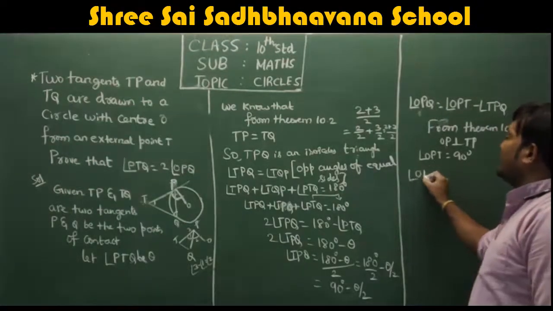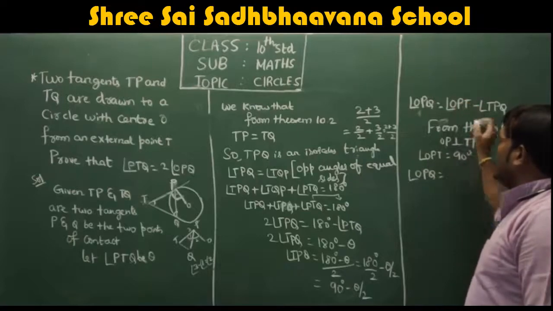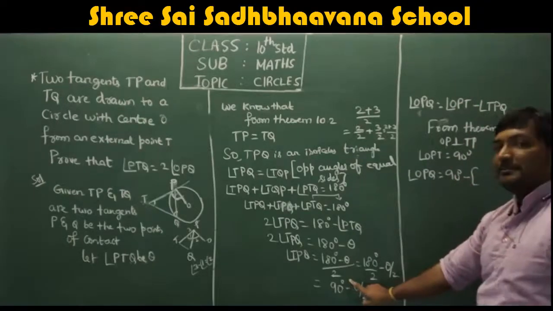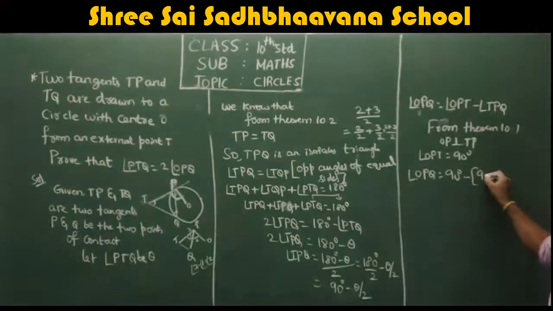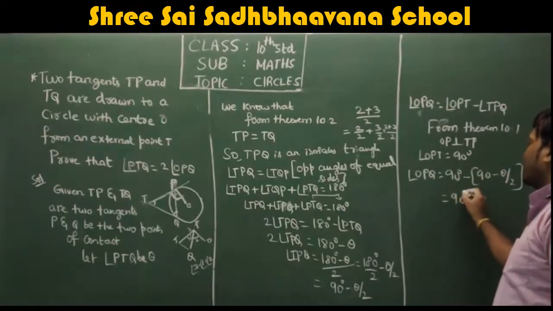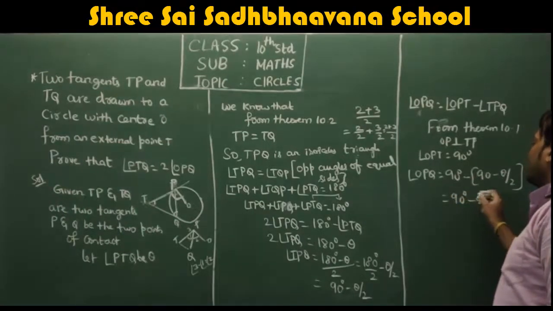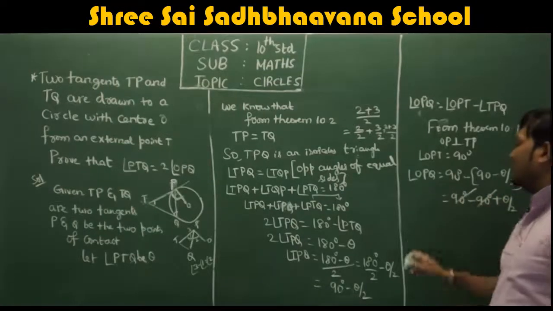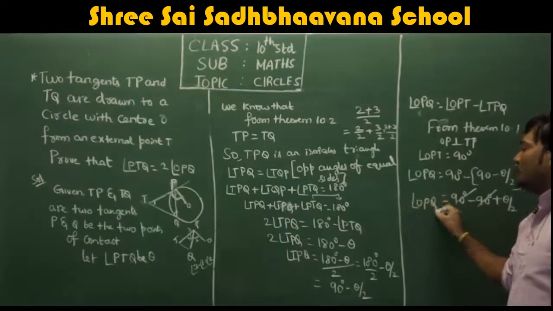So angle OPQ is equal to 90 degrees minus angle TPQ. How much is angle TPQ? 90 minus theta by 2, correct? So just send this minus to that side, it will become 90 minus 90 plus theta by 2. The 90 will get cancelled, and you will get angle OPQ.